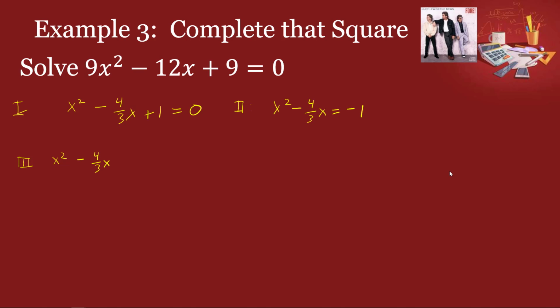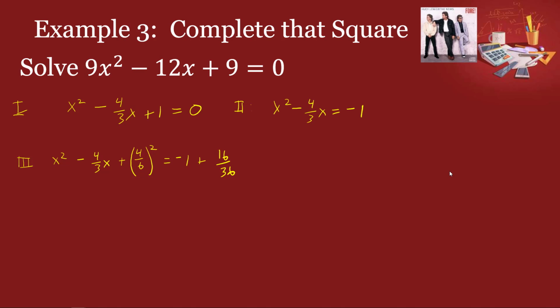Okay, so 4/3 divided by 2 is going to be 4/6, so plus 4/6. And now we're going to square the entire thing. And that is going to be equal to -1 plus, well, 4 squared is 16, 6 squared is 36.